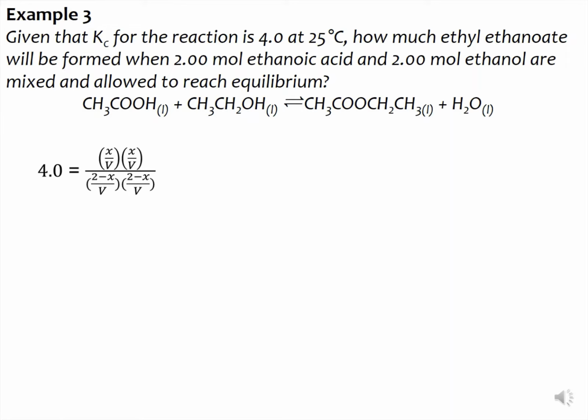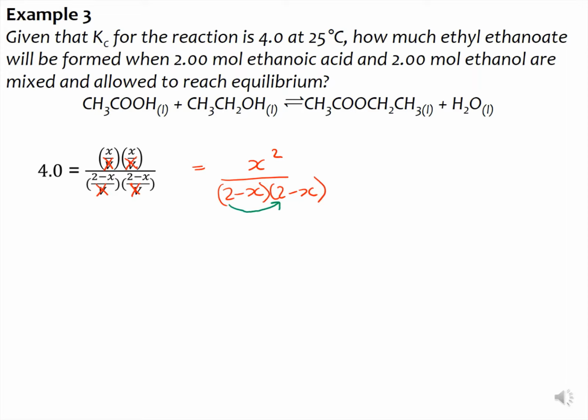And as I was saying, because we've got divide by V times divide by V on the top, and we have divide by V times divide by V on the bottom, we can cancel out the 2 divide by Vs on the top. And so our expression simplifies to x squared, because x times x is x squared, divided by 2 minus x times 2 minus x. And we're going to use a little bit of GCSE maths, and we're going to expand out this bracket.